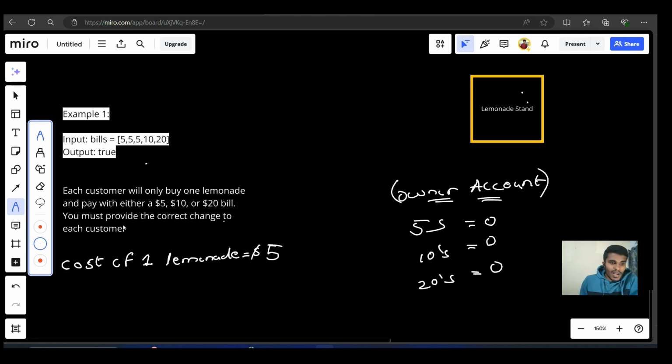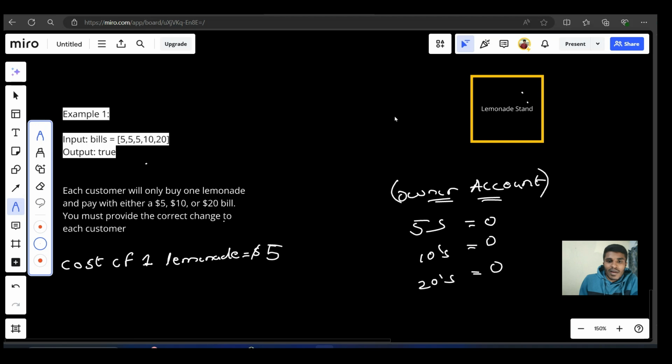What do we have to do in this question? We must provide the correct change to each customer. If we provide correct change to each customer, we have to return true. Otherwise, we have to return false. One more rule is that the cost of one lemonade is $5. And in our question statement, they have stated that our customers are in a queue.